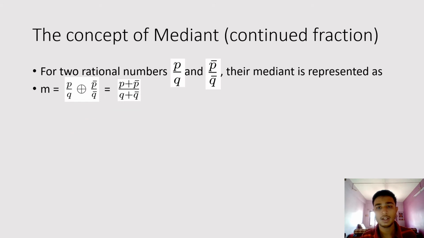The concept of median or the continued fractions. For two rational numbers p by q and p bar by q bar, their median is represented as m, that is equal to p plus p bar by q plus q bar.